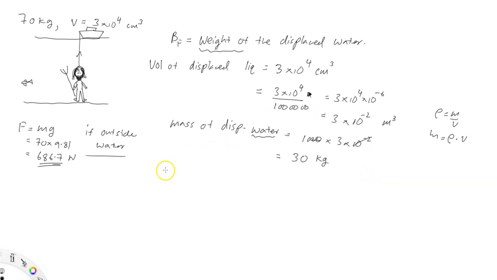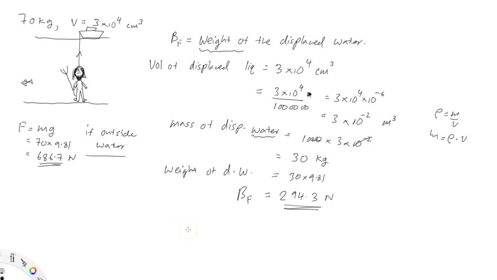Alright, weight of displaced water: 30 times 9.81 gives 294.3 newtons. So this is the buoyant force, right? Weight of the displaced liquid equals buoyant force.